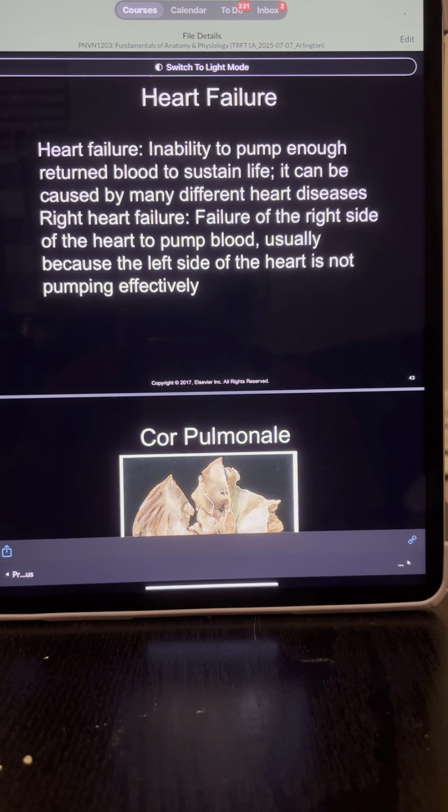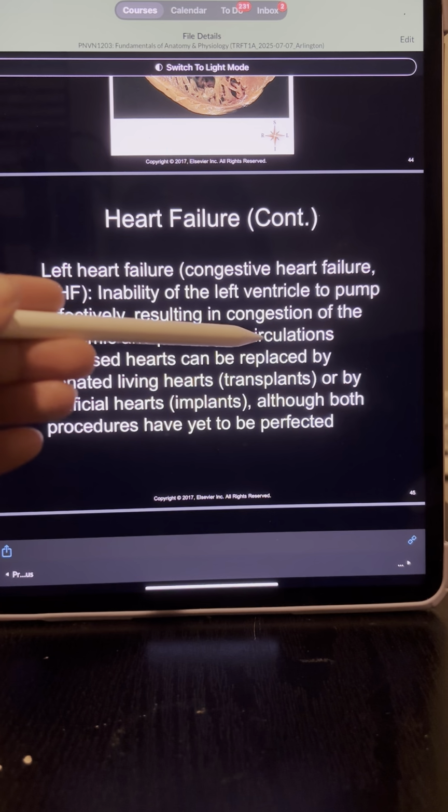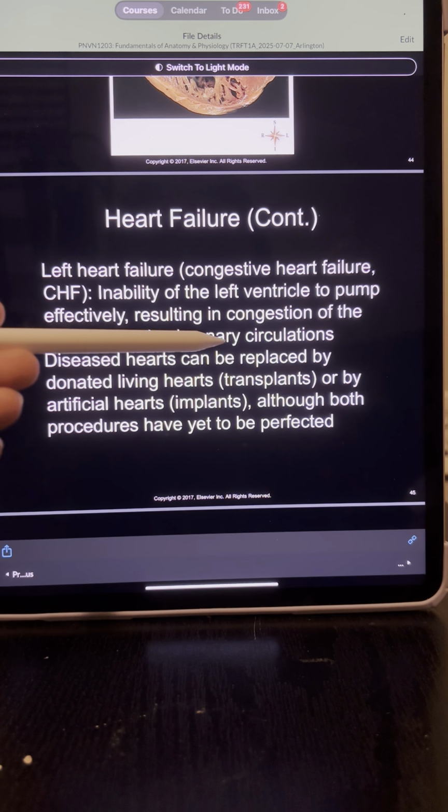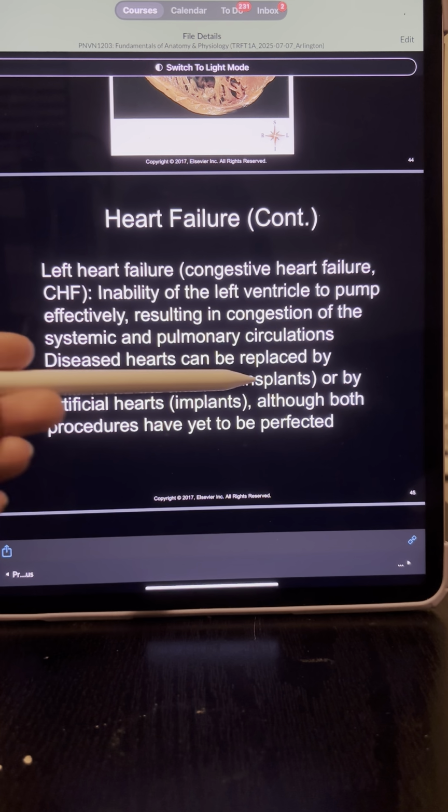So left heart failure is the inability of the left ventricle to pump, resulting in congestion of the systemic and pulmonary circulations. Diseased hearts can be replaced by donated living hearts or by artificial heart implants, although both procedures have yet to be perfected.